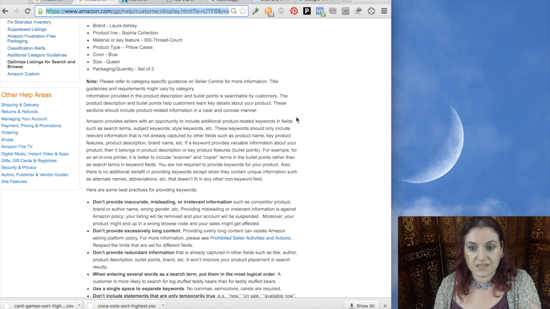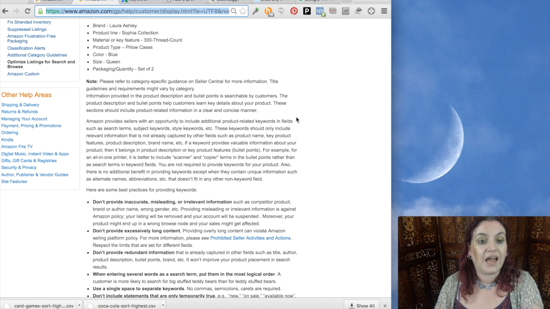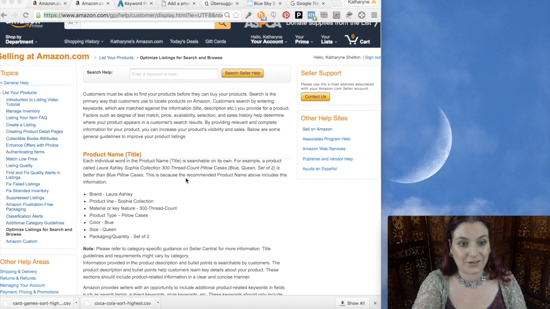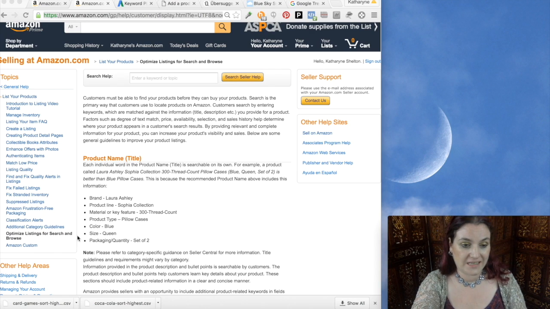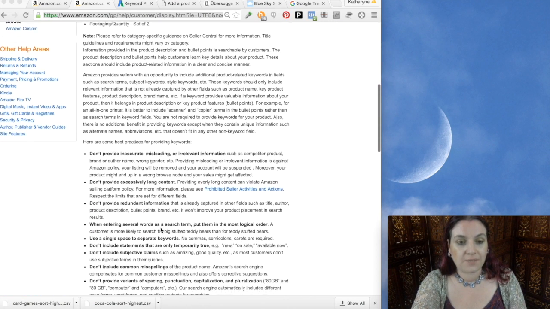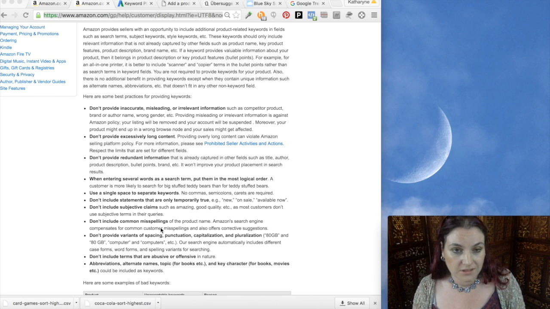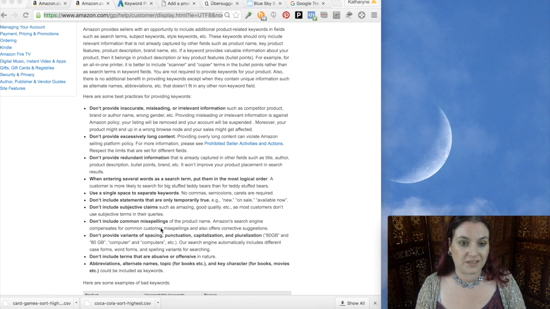I've also noticed that brand and category play a big part in this as well. So it's very important that you correctly put your product in the right category and that you make sure the brand is correct in your product. So of course you can spend some time reading this page at your leisure. It's under Optimize Listings for Search and Browse, but it goes into a lot more detail that is really, really helpful for creating keywords and putting keywords into your listing.